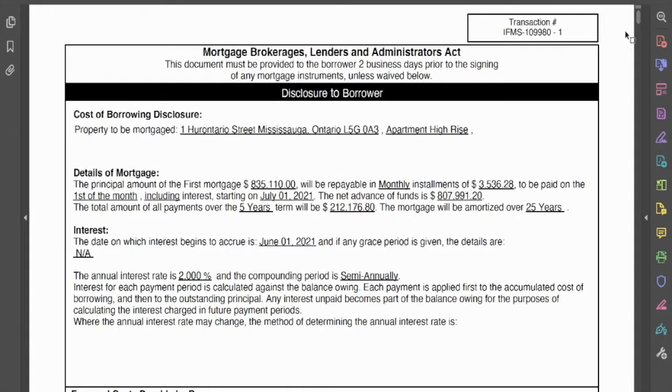This video outlines the process to sign your compliance package. The first document we have here is the disclosure to borrower. This outlines basic loan details along with any fees associated to close the mortgage.